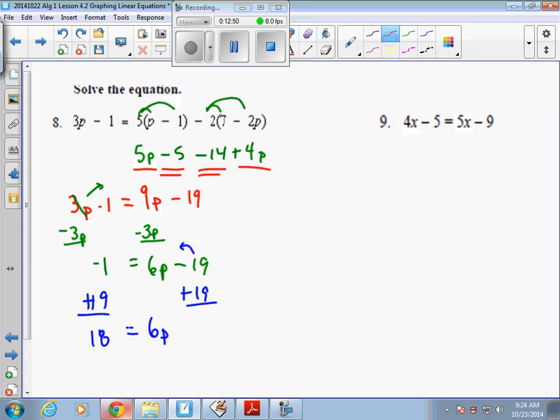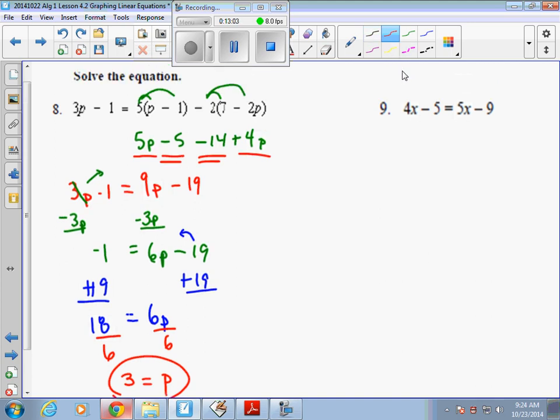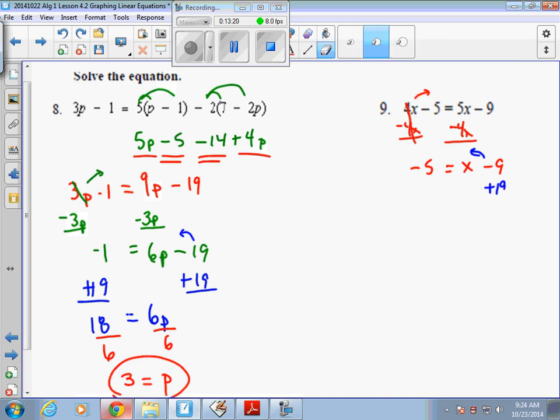And then in order to get p by itself, divide by 6. Do it to this side. 18 divided by 6. P's value is going to be equal to 3. Do the same thing with number 9. You have smaller x. 4x is smaller than 5x. Move it over by subtracting 4x. If you do it from the left, do it from the right. 5x minus 4x is 1x. You still have -9 on the right, and you still have -5 on the left. Get -9 over to the other side by adding 9, not 19, by adding 9.